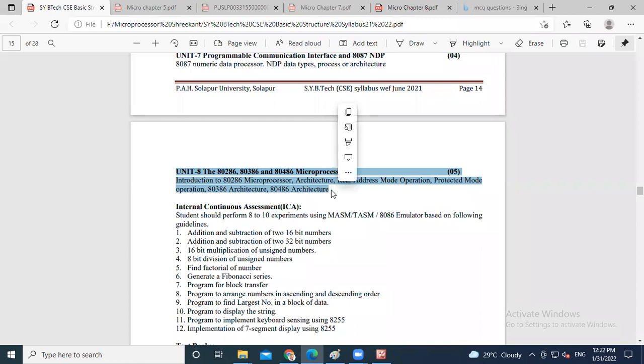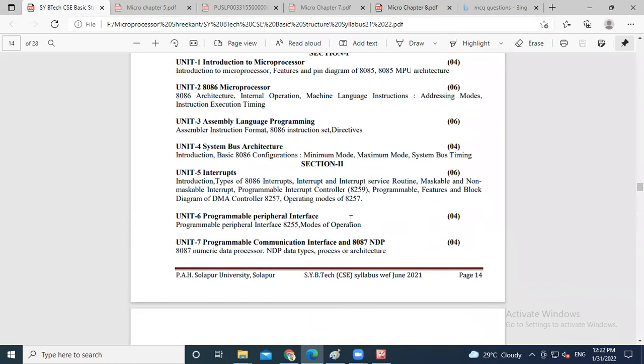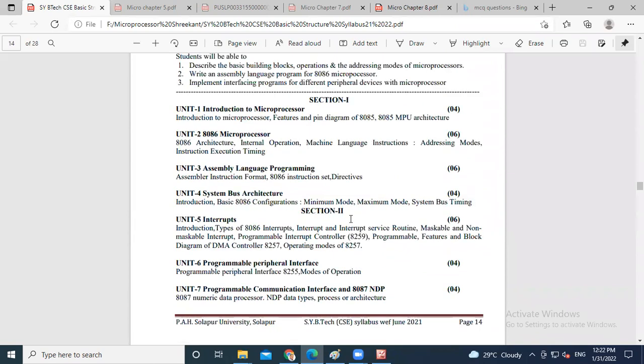In unit number 8, within 5 minutes, I will give you a brief idea of how the connectivity happens in the microprocessor from unit number 1 to unit number 8. Just let me check, am I audible? Is my screen visible to everyone, please? Yes, sir. Okay, fine.